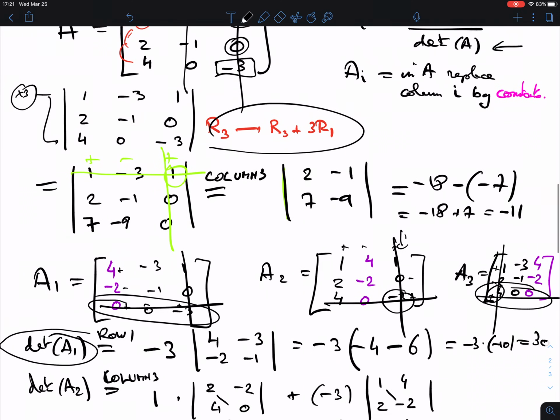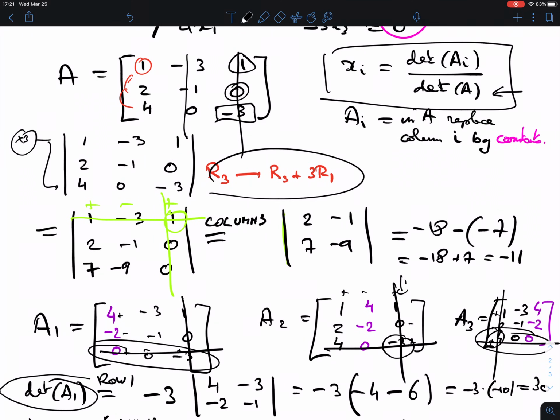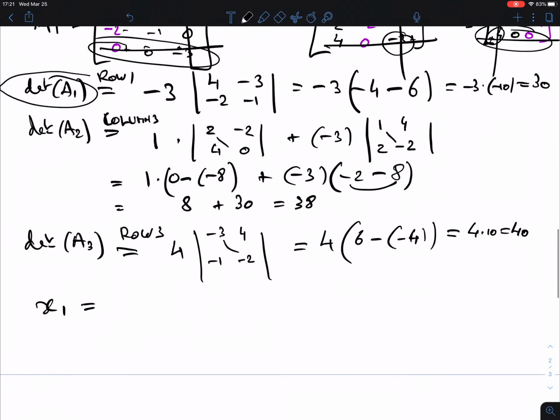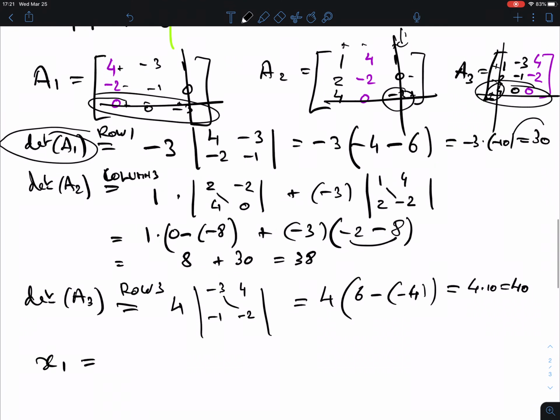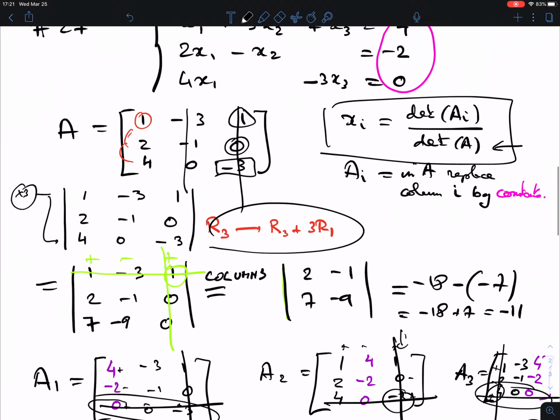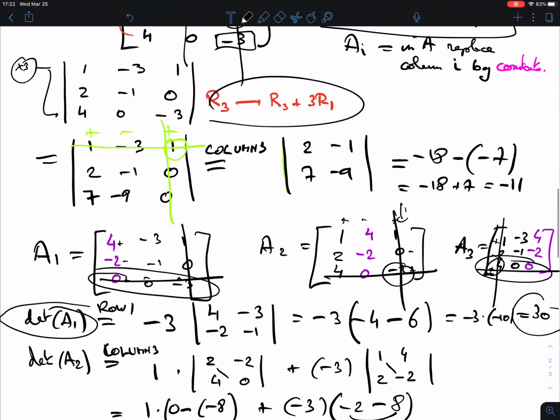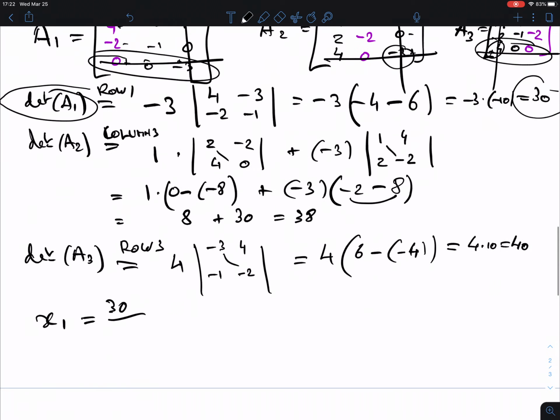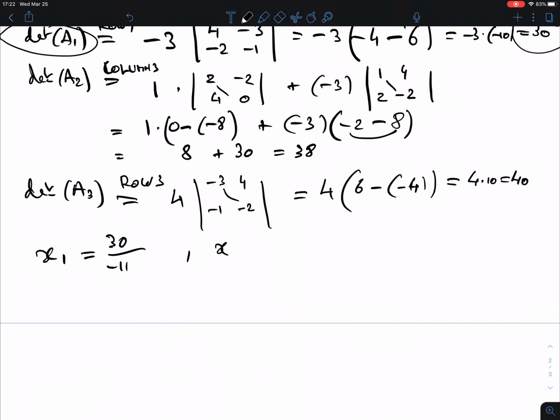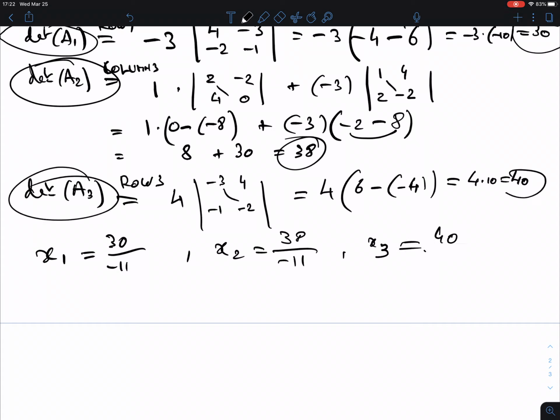So conclusion, x1 is the determinant of A1. We're using now this formula here for all 3 variables. x1 is the determinant of A1, which was 30, divided by the determinant of A. That's always the same, and we had calculated the determinant of A, negative 11. x2 is the determinant of A2, which was 38, divided by the same negative 11, and x3 is the determinant of A3, which was 40, divided by negative 11. So that's the solution, and there's only one solution because the matrix is invertible.